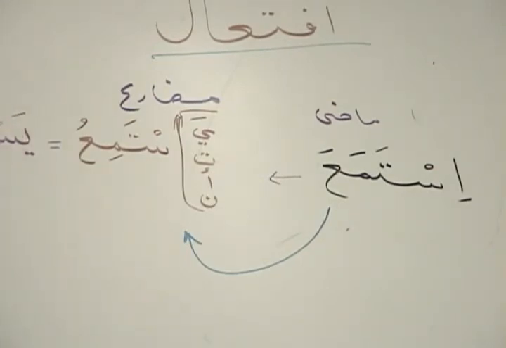Yastami'u. So we did everything that we listed, right? We dropped the Hamza, we added a Ya, we changed the one before last to a Kasra, and the last one gave a Dhamma. Can you repeat the steps again? Those 4 steps?